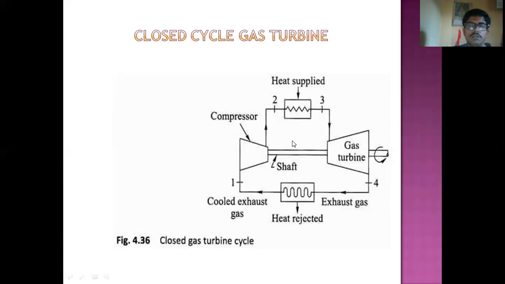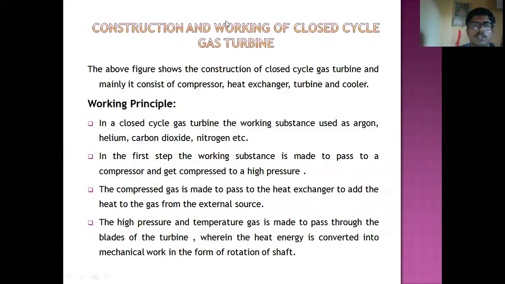Here the working substance can be atmospheric air, or nitrogen, carbon dioxide, etc., can be used as a working fluid. So this is about the closed cycle gas turbine. In the next slide, the construction and working of the closed cycle gas turbine is explained briefly.